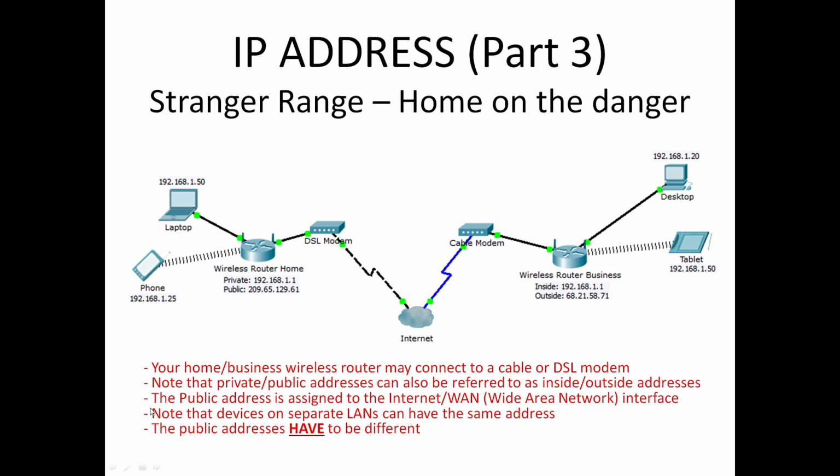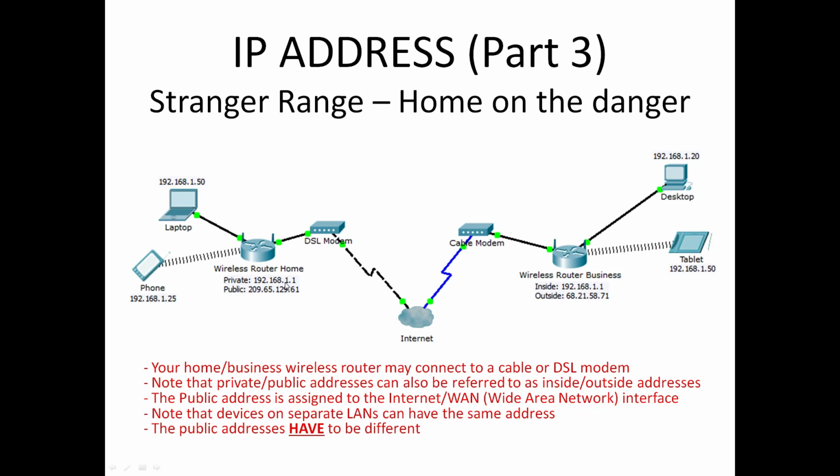Now, these devices can have the same IP addresses when we're inside the LAN. Look at our laptop right here. It has an address of 192.168.1.50. So does our tablet, but that's on a different LAN. This is our business LAN. This is our home LAN. And the two routers, their private or inside address inside the LAN is also the same, 192.168.1.1, which is a very common address.